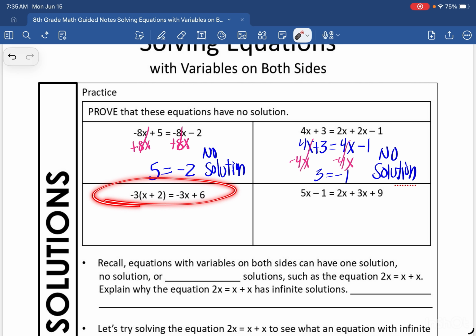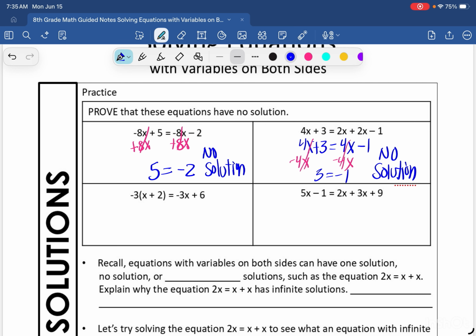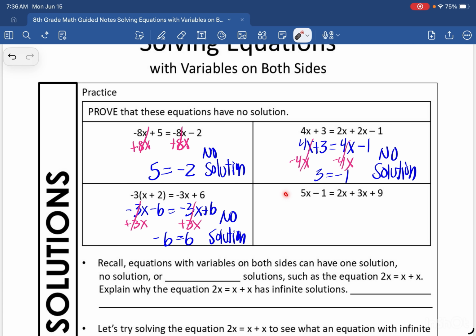This equation right here, let's simplify the left side by distributing. So I have negative 3x minus 6 equals negative 3x plus 6. We're going to add 3x to both sides. Cancel, cancel. Now my equation says negative 6 equals 6, which is not true. So my equation has no solution. This equation right here, let's simplify the right side.